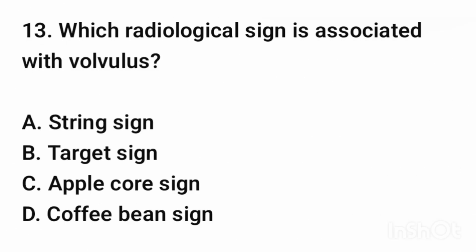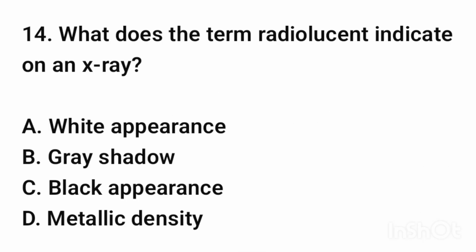Question number 13. Which radiological sign is associated with volvulus? The correct answer is option D, coffee bean sign. Question number 14. What does the term radiolucent indicate on an X-ray? The correct answer is option C, black appearance.